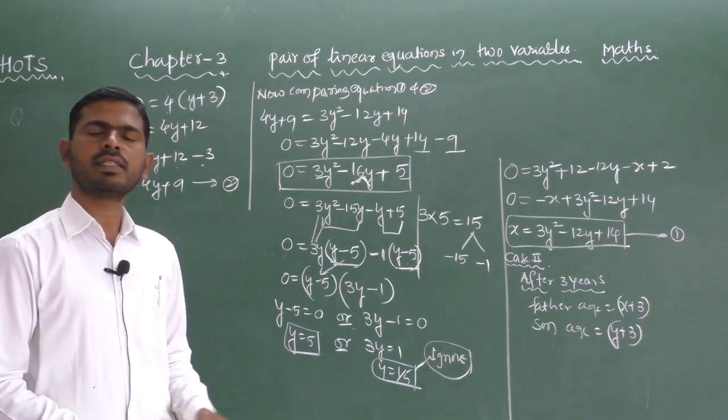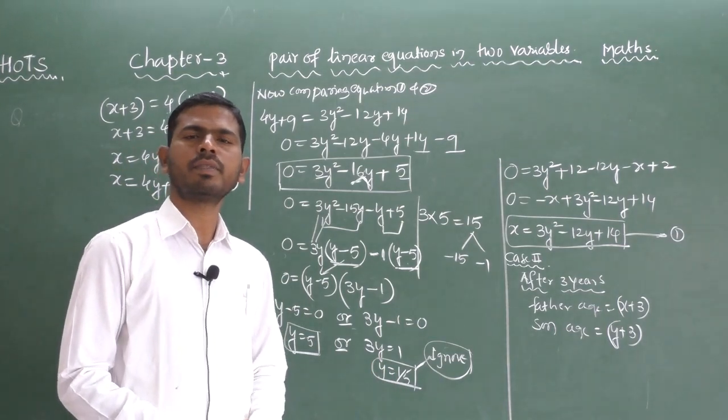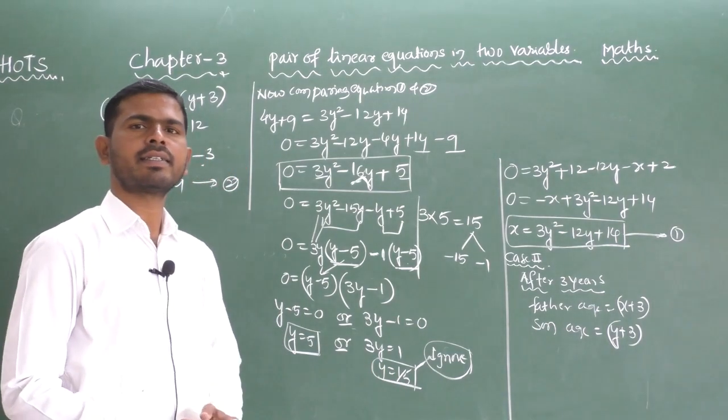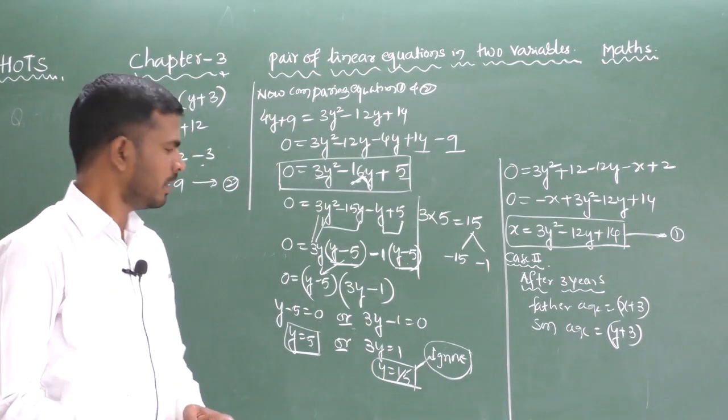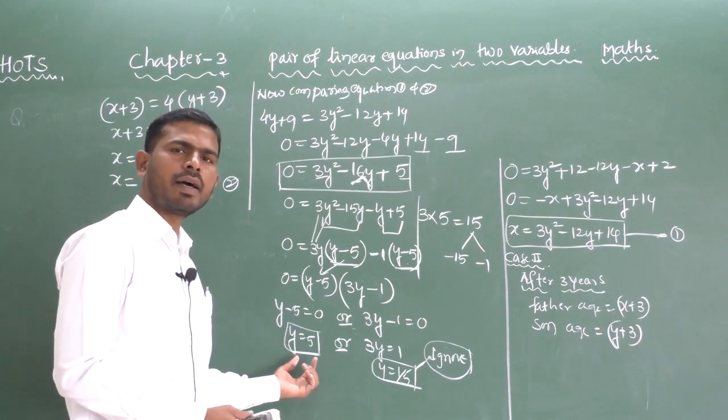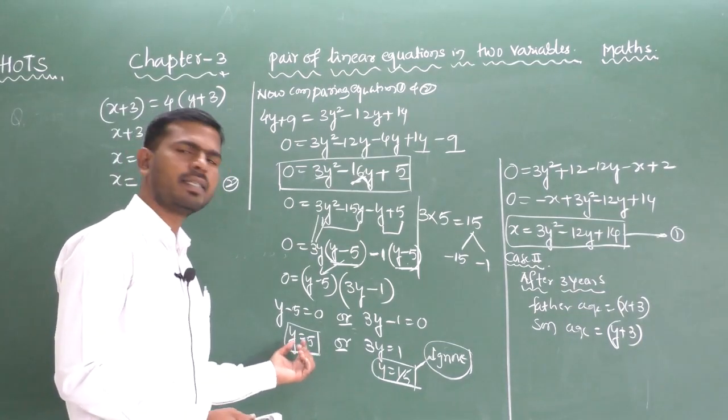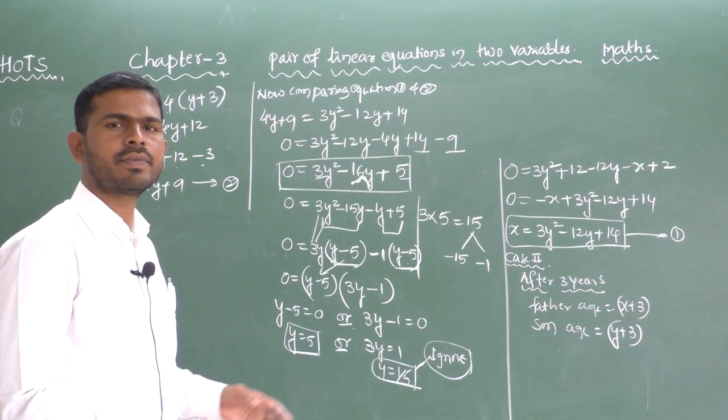Because the age is given, it will not become a fraction. So always you consider the whole number. So that's why I consider here y is equal to 5. This is the age of the son.